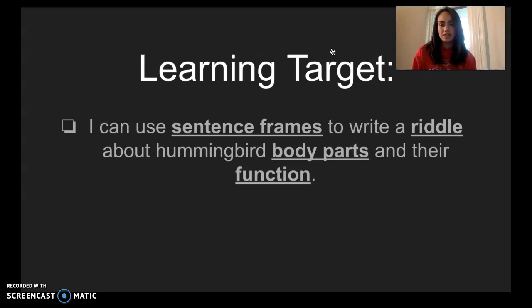So our learning target says, I can use sentence frames to write a riddle about a hummingbird's body parts and their function. I am going to be giving you some sentence frames and words to use, and we're going to put it together so that we can write our own riddle that talks about the beak and the wings of the hummingbird and why the hummingbirds have them and why they need them.